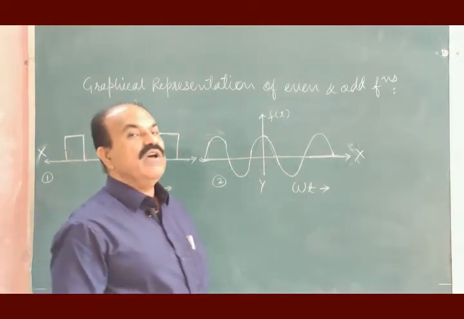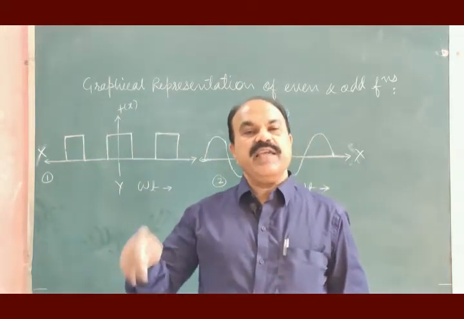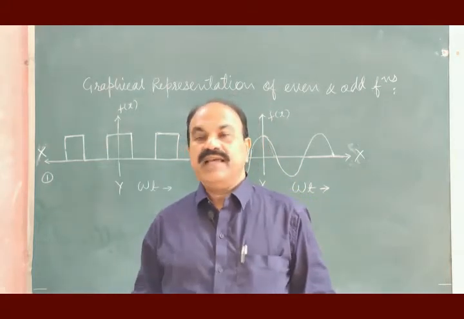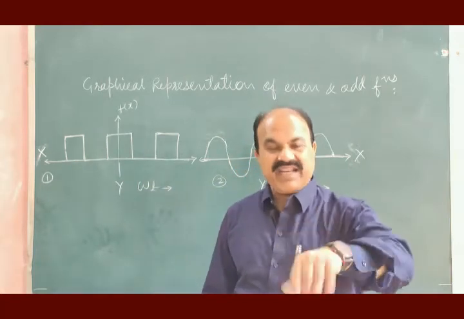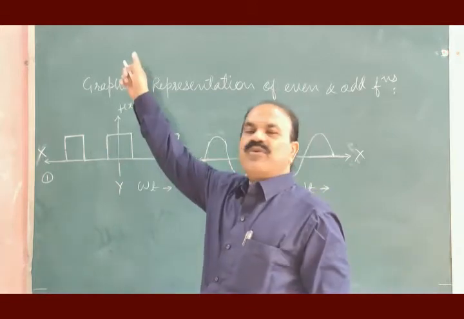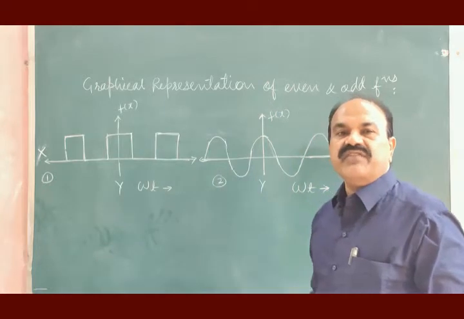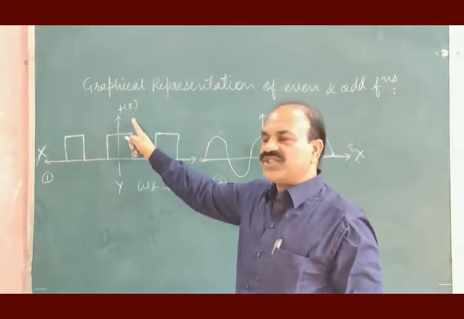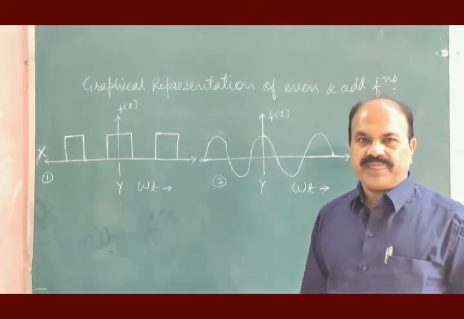This is because waveform on one side of y-axis is always image of waveform on other side of y-axis. As waveforms on left and right of y-axis are mirror images of each other, these waveforms are symmetric about the y-axis. These waveforms are symmetric about the function axis.